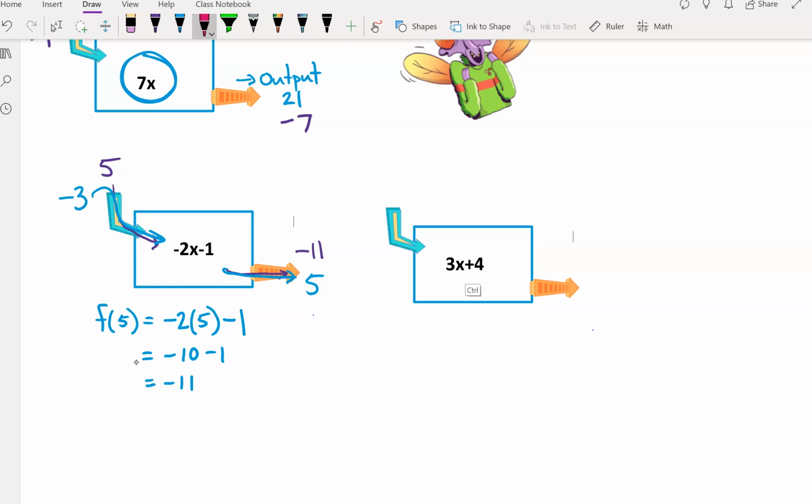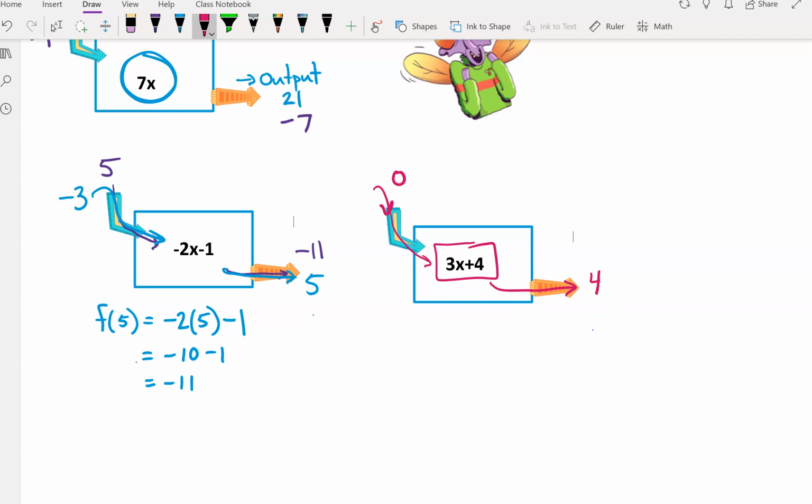And the rule for this function machine is 3x plus 4. So we're going to drop a number in here. Let's drop in the number 0. Okay, let's see what happens as that 0 comes into this function machine. 3 times 0 is 0, plus 4. The output would be 4.